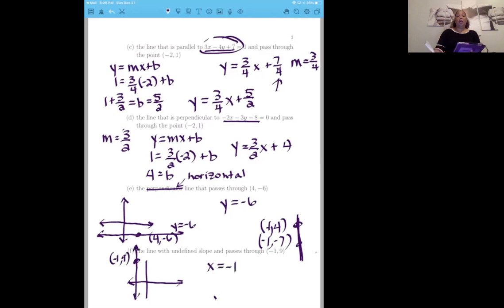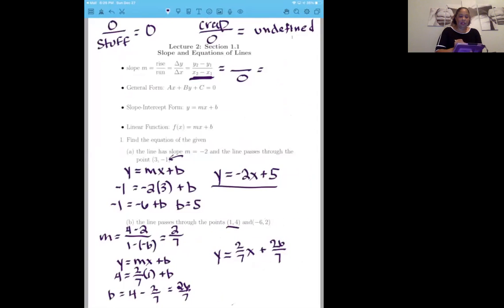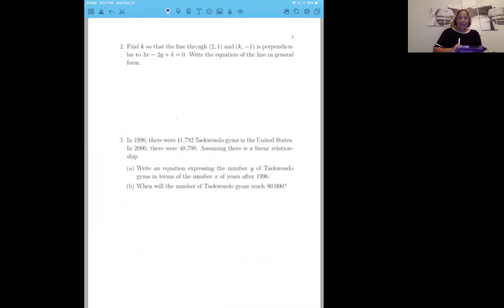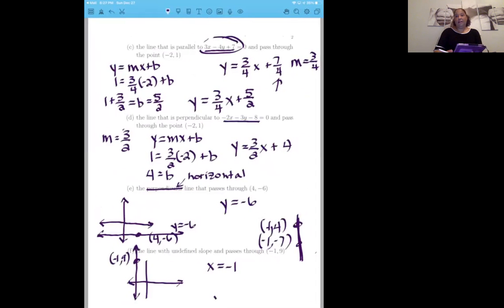Horizontal lines have slope 0 because that would mean the y values are the same, right? And that would give me 0 over, whoops. Man, I'm struggling. That would give me 0 over some number, right? So horizontal lines have slope 0 and vertical lines have undefined slope.